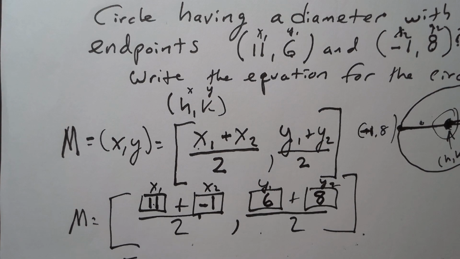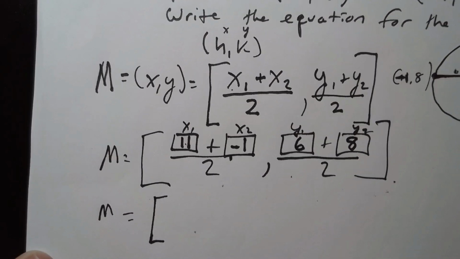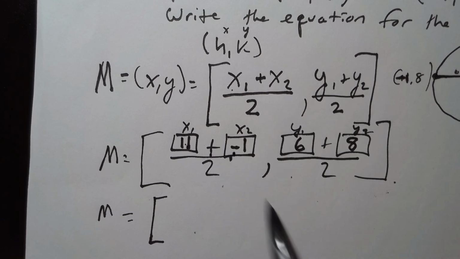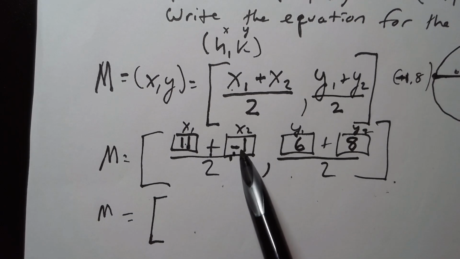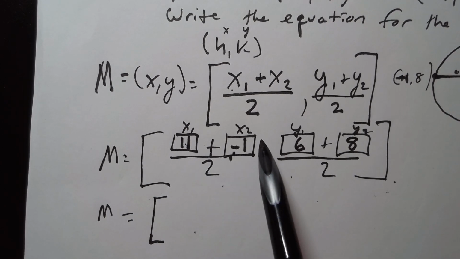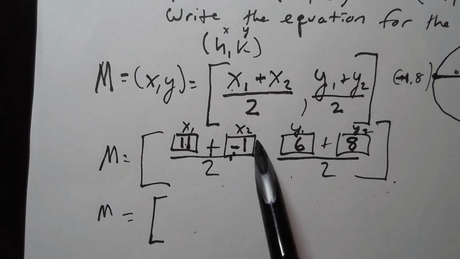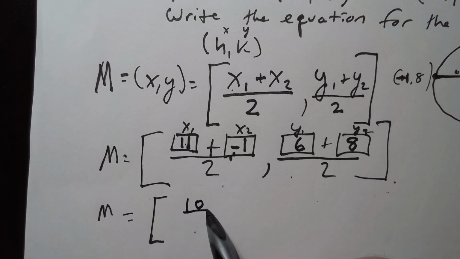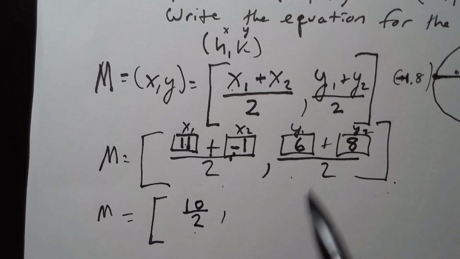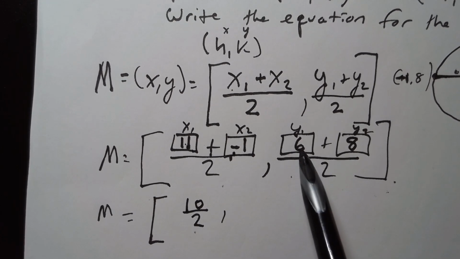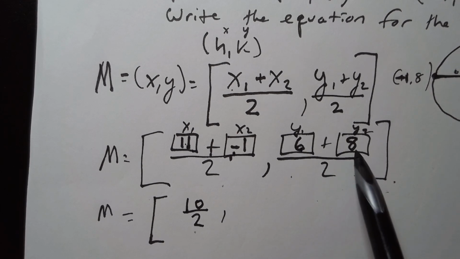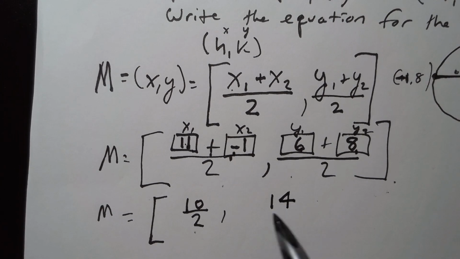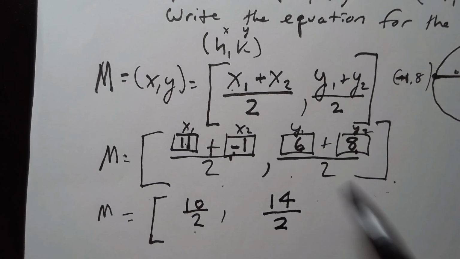So this is again going to be our midpoint. And we have 11, and we're adding a -1. That's the same thing as subtracting 1. So 11 minus 1 is 10 over 2, and then we have 6, and we're adding 8 to it. And if you add 6 and 8 together, you get 14 over 2.